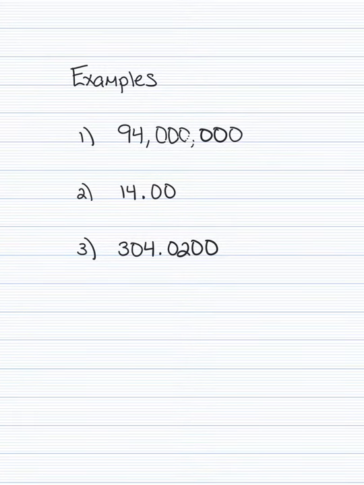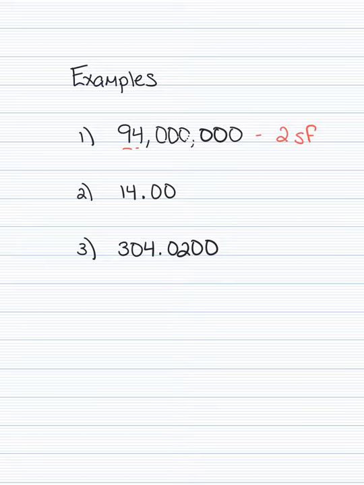Try the following examples on your own. In number 1, we have the number 94 million. You should have gotten that this has 2 significant figures. Only the 9 and the 4 would be significant.